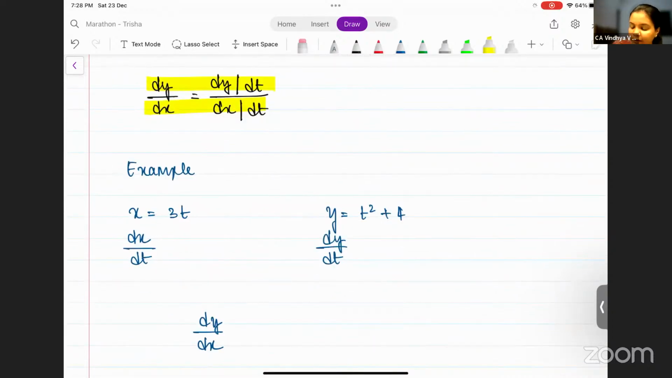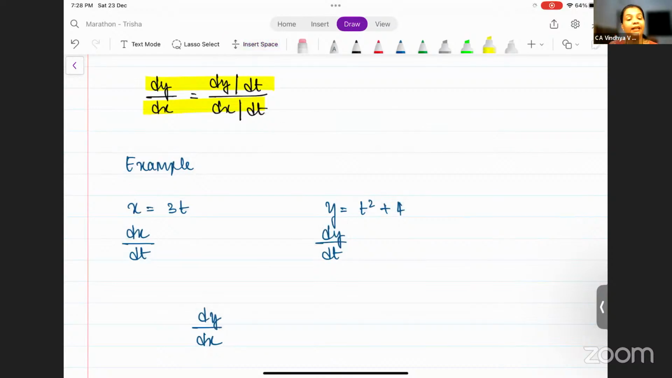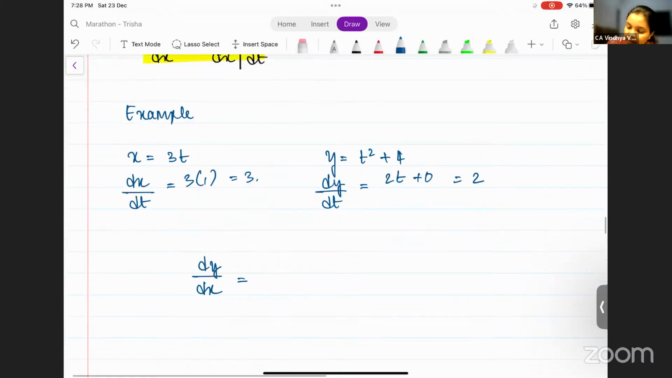Let's take an example. Let's say we have two functions. x is equal to 3t and y is equal to 3t square plus 4. Now, what is the derivative of x, dx by dt? Because we are differentiating with respect to t, you get 3 into 1, that is 3. What is the derivative of y here? dy by dt. So you get 6t plus 0, that is 6t. So what is the final answer?